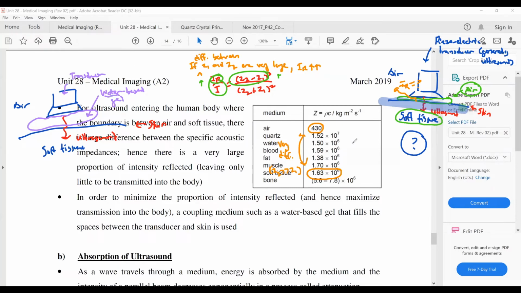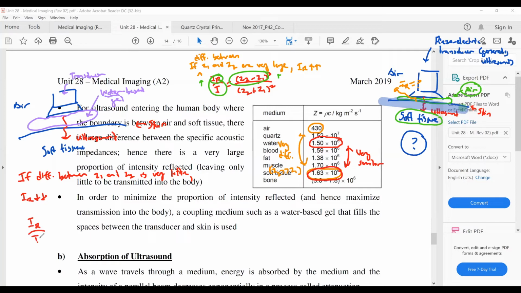What is the specific acoustic impedance? You look at what is the specific acoustic impedance of water and soft tissue. Water would be 1.5 times 10 power 6. Soft tissue would be 1.63 times 10 power 6. You see this one is very similar. Okay, so from the previous part of your notes, if the difference between Z1 and Z2 is very little, you will have very little reflection.